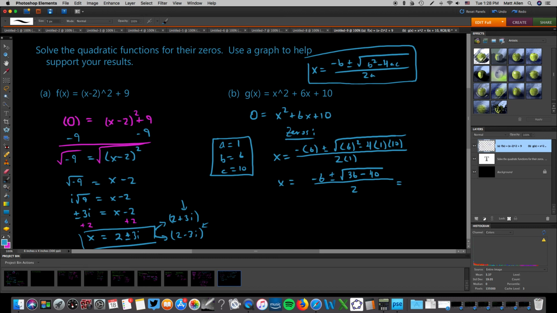So I don't know if you see it yet, why we're not going to get real zeros here. Let's simplify it a step further here. There it is right there. The fact that we got a negative inside of our radical.